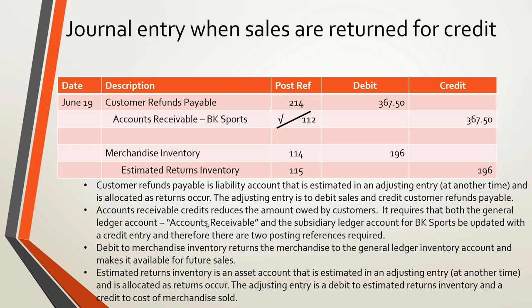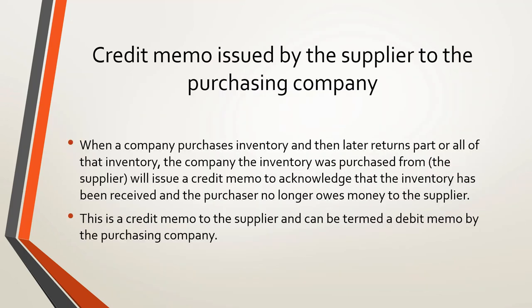And we'll learn more about that type of stuff again in Chapter 9 when we're talking about accounts receivable. But for now, just know the account names and this journal entry that may be required to be recorded for a credit memo when a seller issues it to a purchaser or a customer. Now, when credit memos are issued by suppliers to a purchasing company.